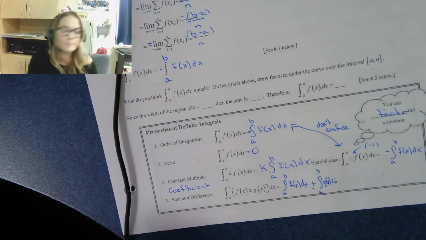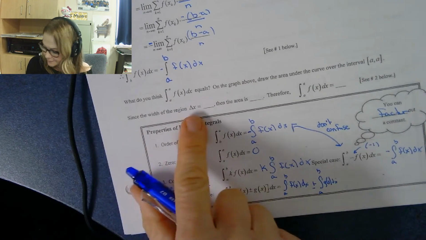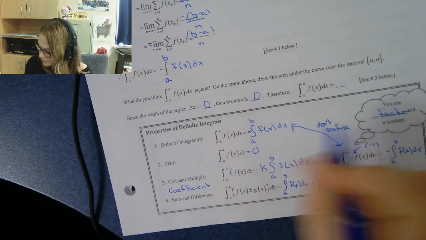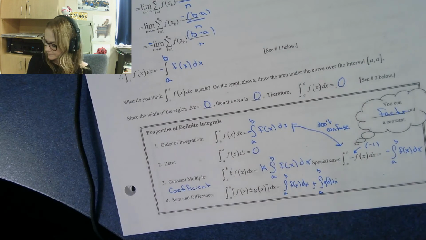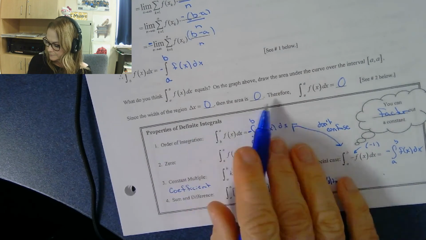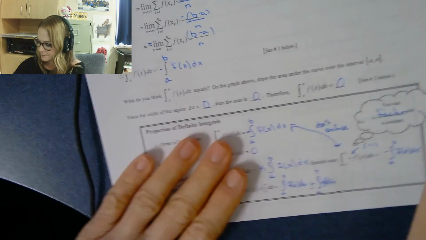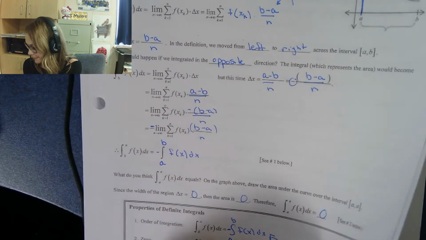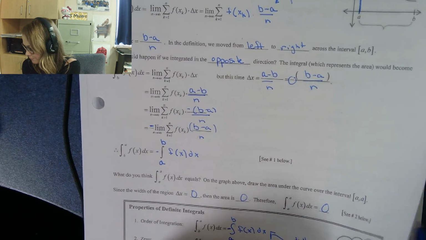Okay, so sorry, I didn't fill this in. Since the width of this region is 0, then the area is 0, therefore a 0. That's our number 2. The dx is 0, so that's going to multiply to 0. All right, next page here. What do we have?